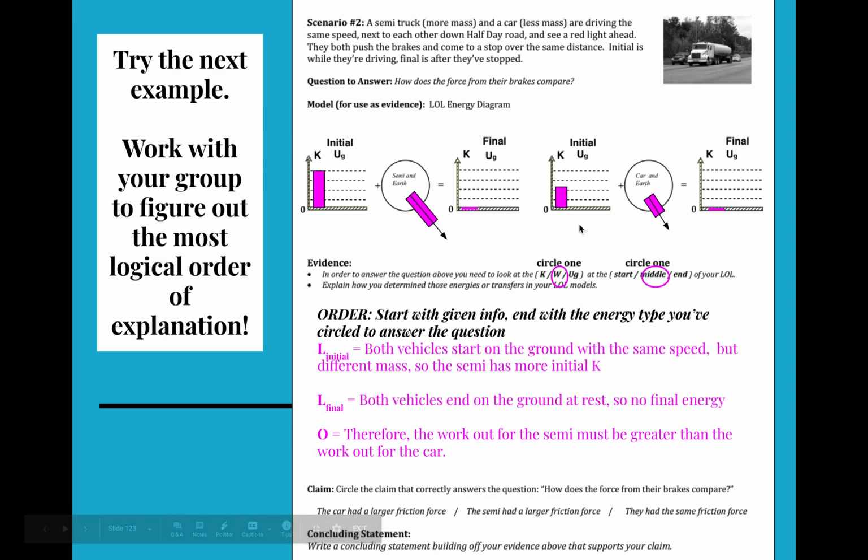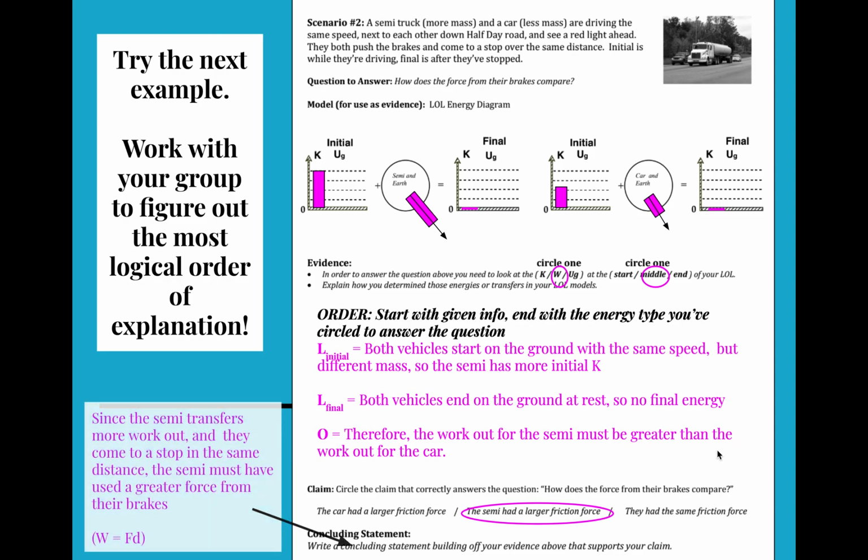If they have different amounts of work and we know that they have the same stopping distance, then the one with more work must have more force. So the semi must have a larger force of friction. And when I write my concluding statement, I can include those variables. Since the semi transfers more work out and they come to a stop in the same distance, the semi must have used a greater force from their brakes.